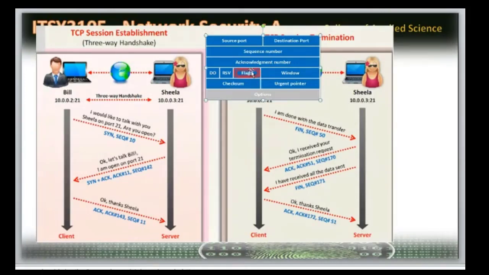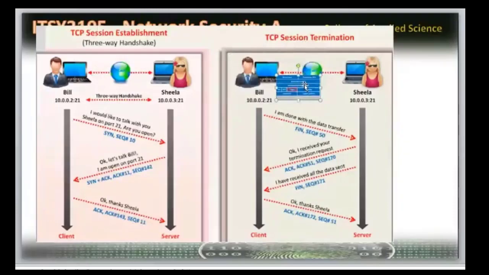So I'm going to make a packet with FIN. The flag I'm going to make it as FIN. So FIN means the connection will be closed. So I create a packet like this with FIN, and I'm going to send it to this machine. In this machine, they are going to see the flag. What is the flag? The flag is FIN. So FIN means the connection should be closed.